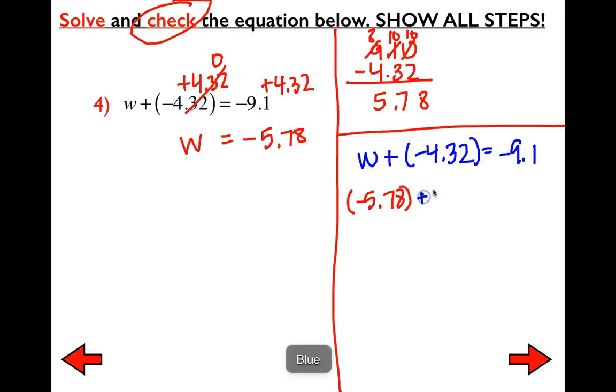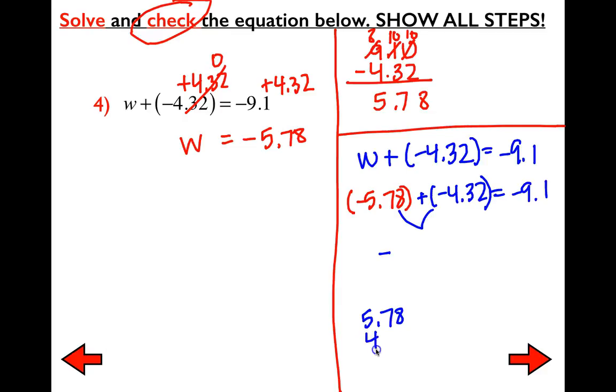Then plus negative 4 and 32 hundredths equals negative 9 and 1/10. Well, let's check. My answer is definitely going to be negative. Let's see how many negatives we have. Some side work real quick. Let's add these up and see what we get. 10, 11. Bring down that decimal. This gives us 10. And something's wrong.